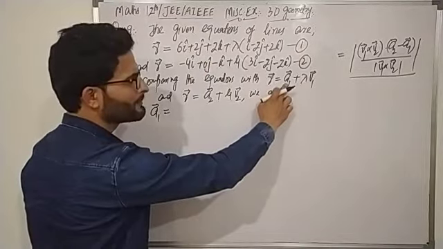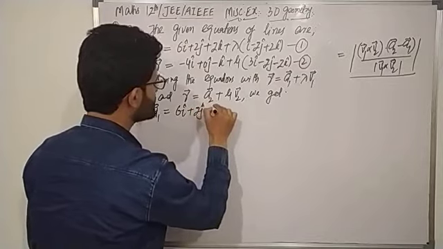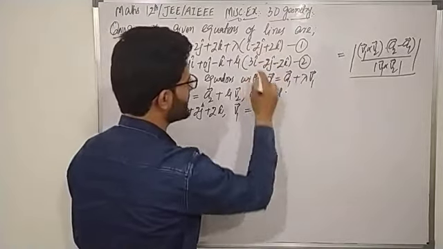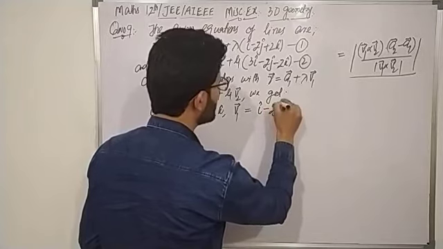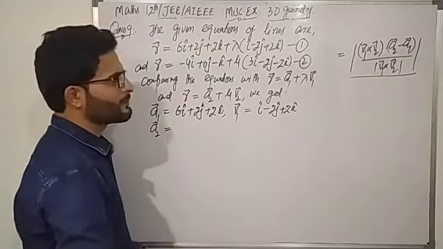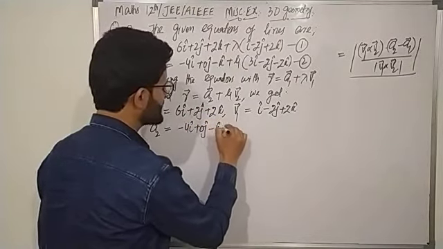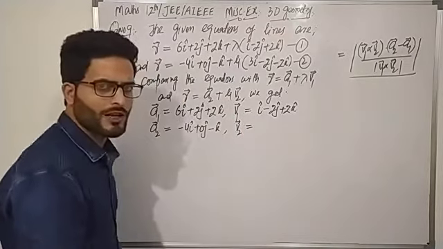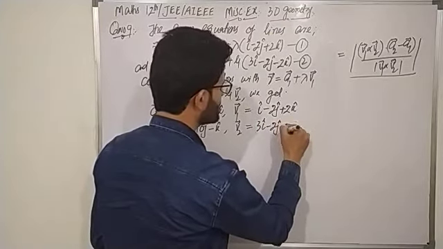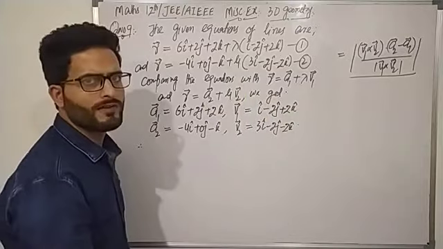So, what is the value of a1? a1 is the position vector of the point through which the first line passes, and that is 6i + 2j + 2k. v1 is the vector parallel to the first line: i − 2j + 2k. Similarly, a2 is the position vector of the point through which the second line passes: −4i + 0j − k. And v2, parallel to the second line, is 3i − 2j − 2k. Therefore, we have to find a2 minus a1 and v1 cross v2.